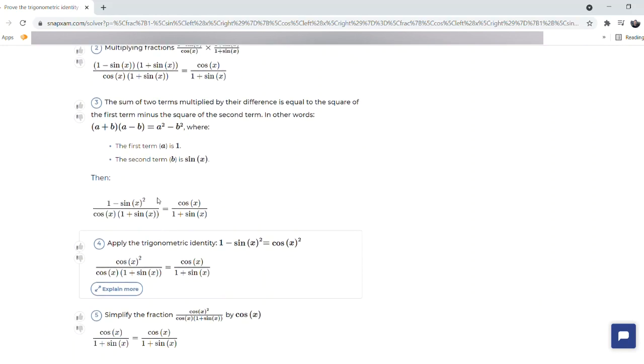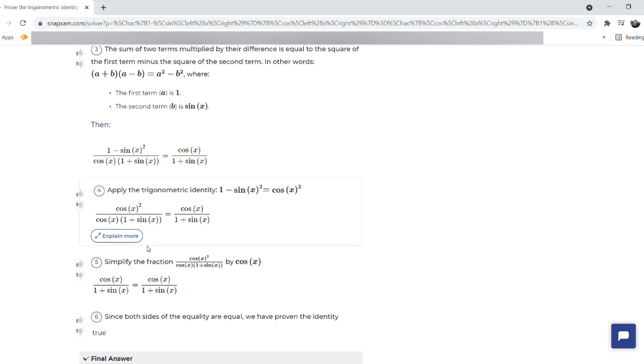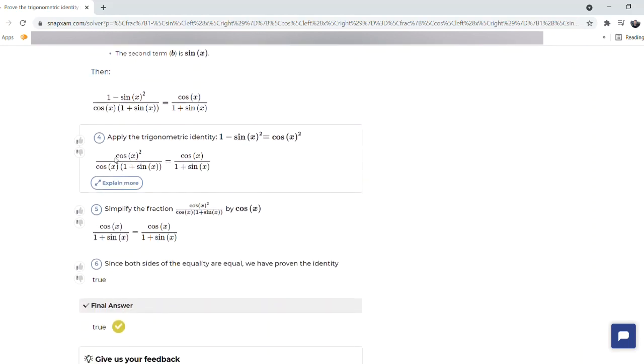Then we apply the trigonometric identity 1 minus sine squared equals cosine squared. So we simplify this addition of two terms into one term. Okay, and then we can cancel the cosine squared in the numerator with the cosine in the denominator, and we end up with only one cosine. And we have reached our answer. So we have proven the identity from the left hand side.